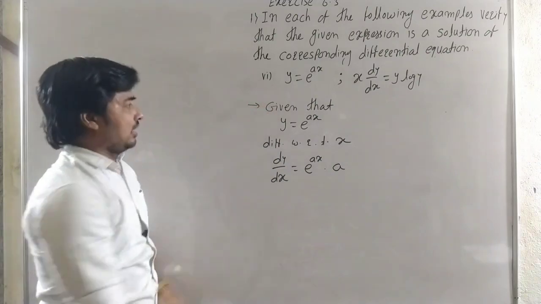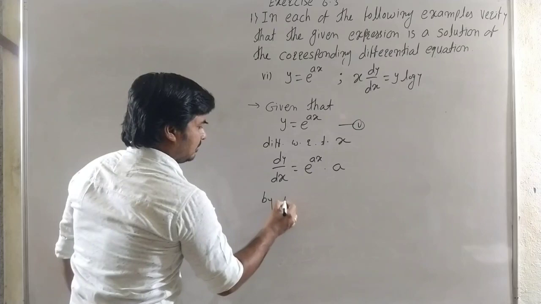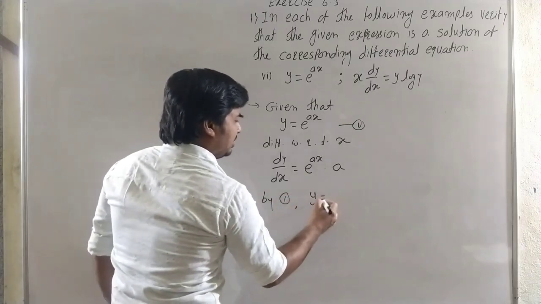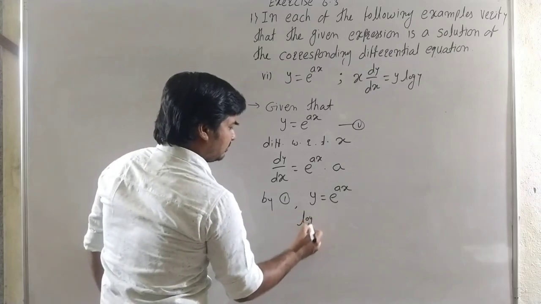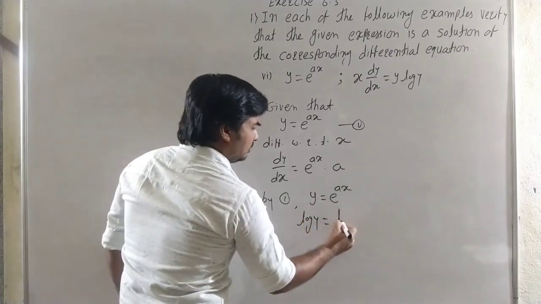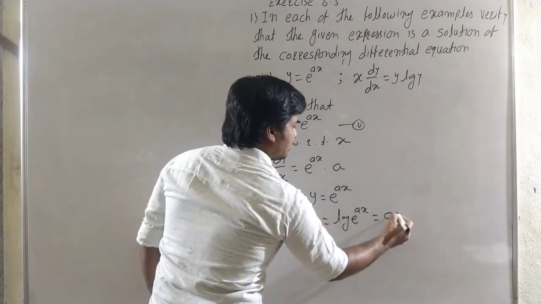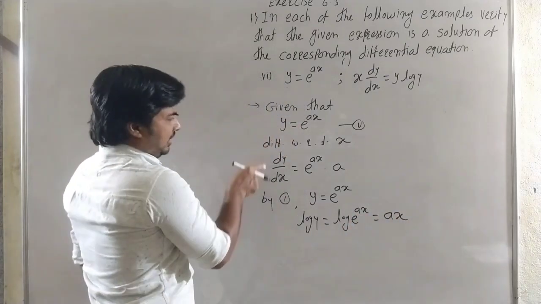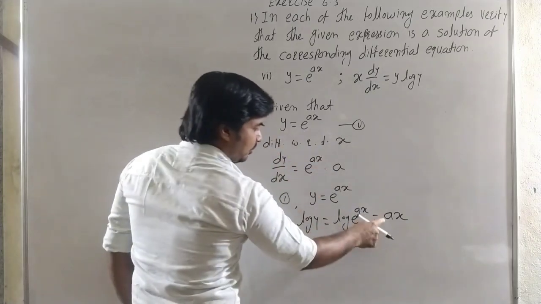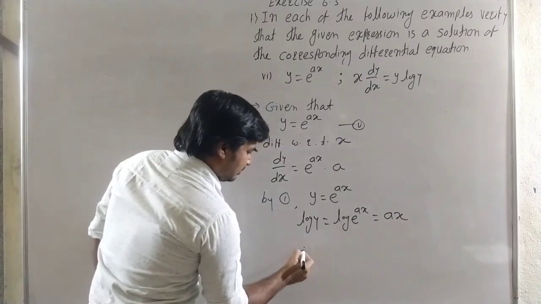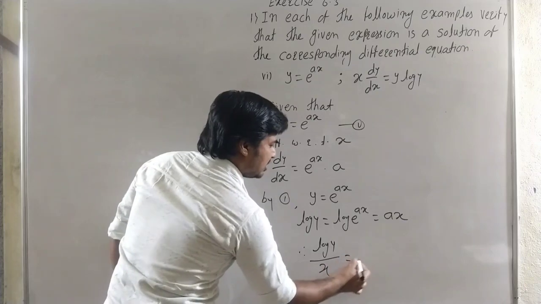Now here the equation number 1, it is y is equal to e to the power ax. Therefore taking log on both sides, log y is equal to log e to the power ax, that means ax. Now, in dy by dx, e to the power ax we put y, but here it is a. Now log y is equal to ax, therefore log y upon x is equal to a.